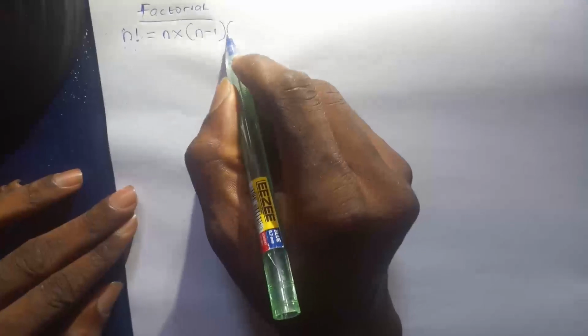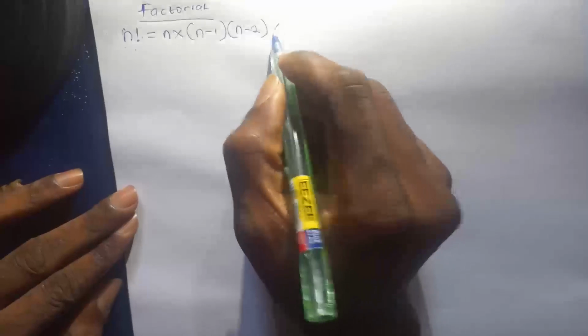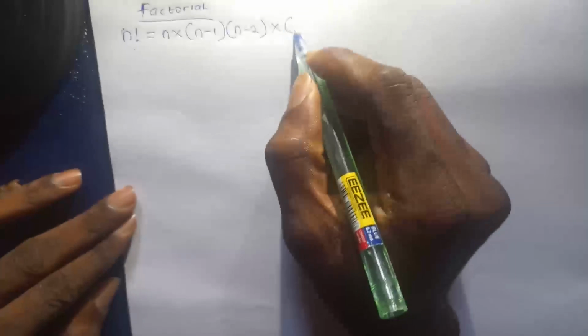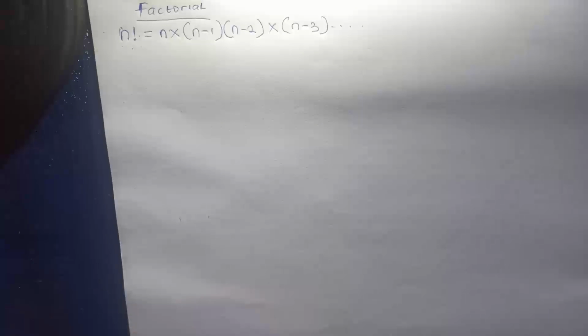Let's start. Assuming we have n factorial, this thing here is what we call factorial. So assuming we have n factorial, now let's solve for this. First of all, n times (n minus 1) times (n minus 2) times (n minus 3) and so on.